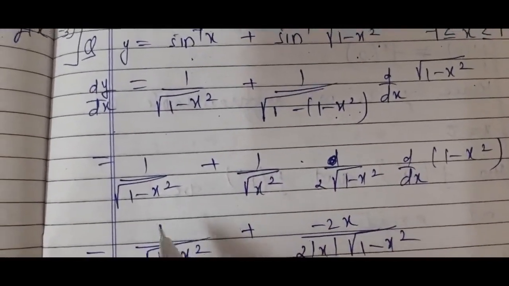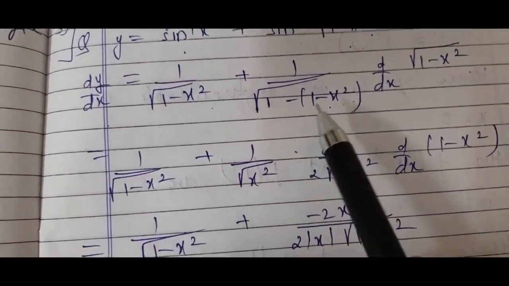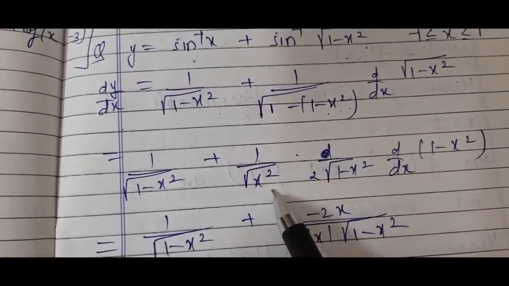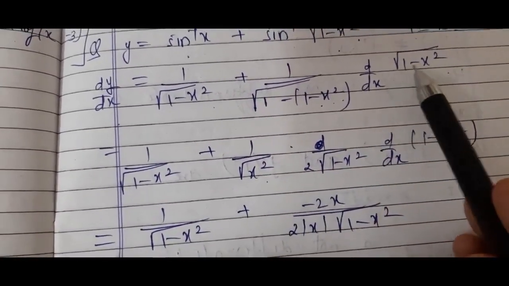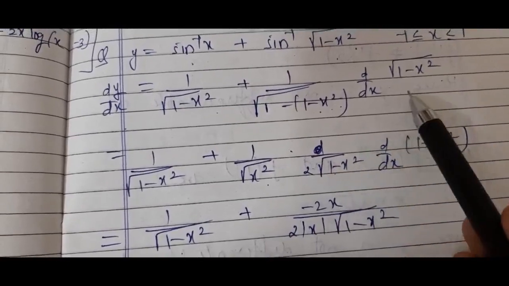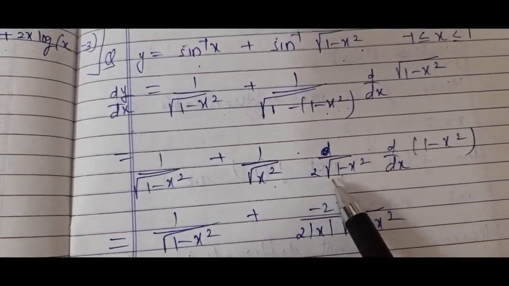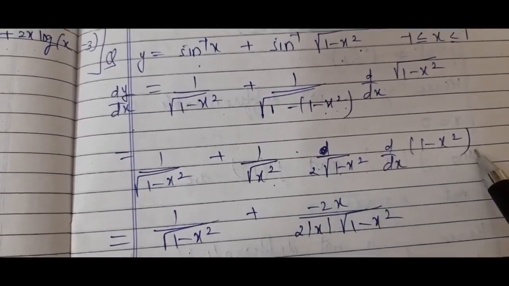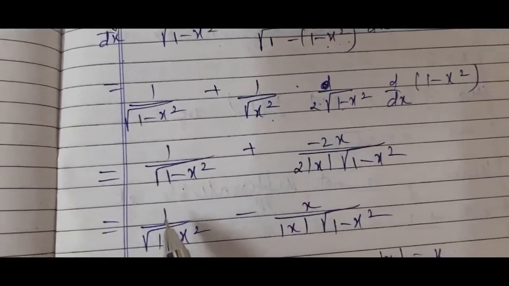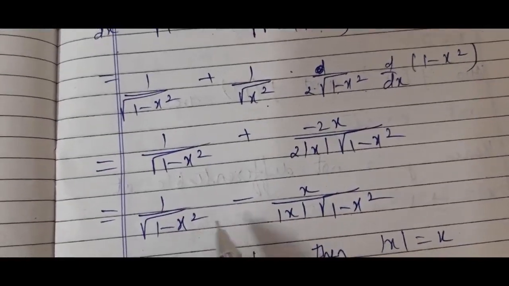Simplifying, we get 1 upon under root of 1 minus x square plus from here we will get 1 upon under root of x square into differentiation of root x is 1 upon 2 root x. But in place of x we will write 1 minus x square. So we will get 1 upon 2 under root of 1 minus x square into d by dx of 1 minus x square.